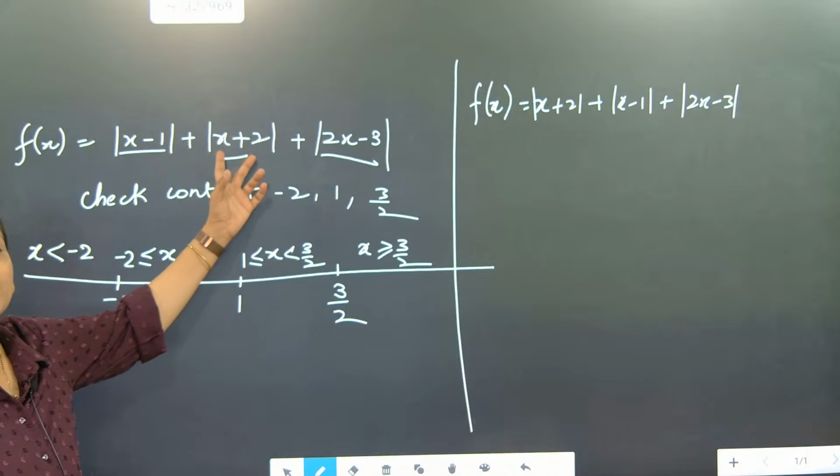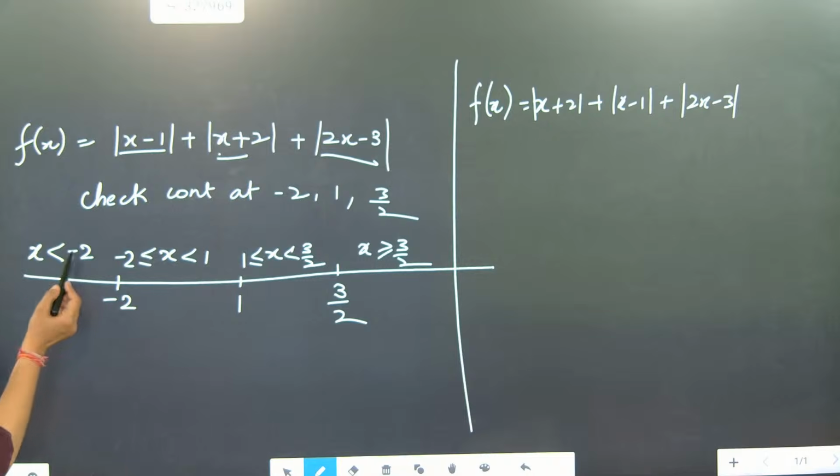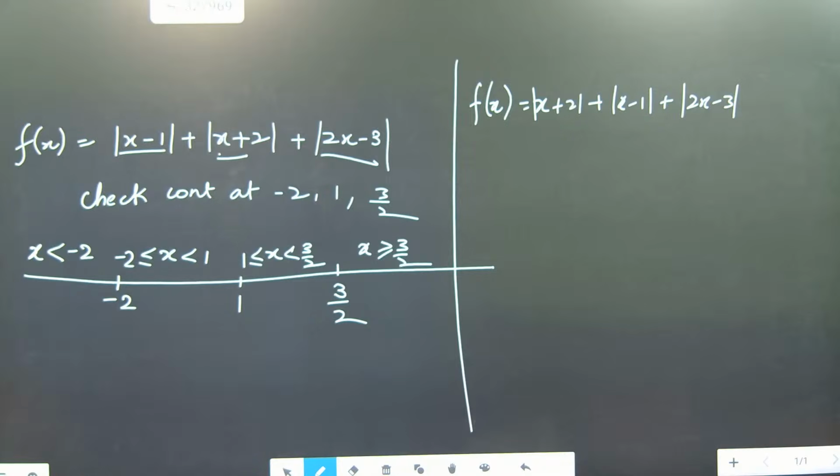Minus 3 plus 2 will give you what? Instead of x, what are you putting? Minus 3, any value less than minus 2. Take minus 3. So minus 3 minus 1 will become minus 4, negative. So that means the entire three brackets will be negative. For the lowest value, all will become negative.